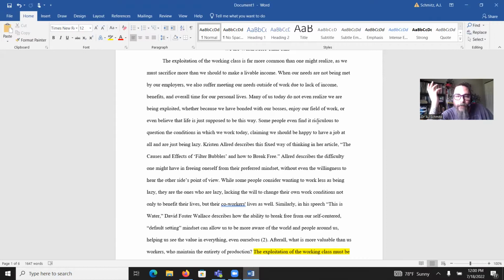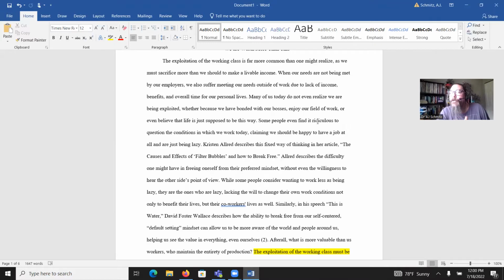Some people even find it ridiculous to question the conditions in which we work today, claiming we should be happy to have a job at all and are just being lazy. So these first 7 lines are all about situating what this paper is actually going to be about. We are going to be talking about labor, people who work, and that we're not having our needs met. And some people might say that you should just be happy, but you know, that's not exactly where I'm coming from. It's what this author is saying.